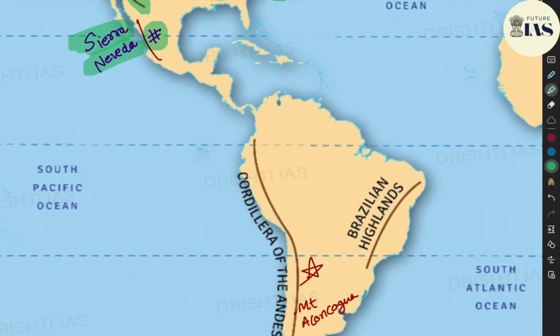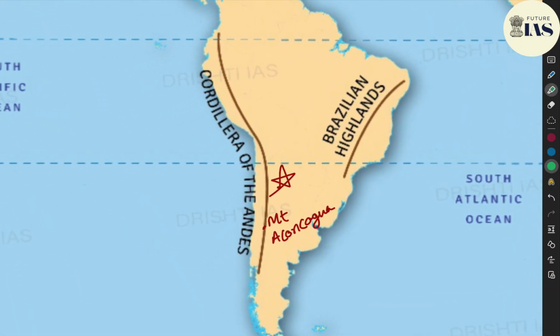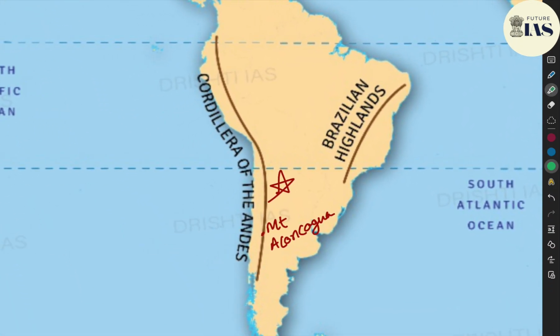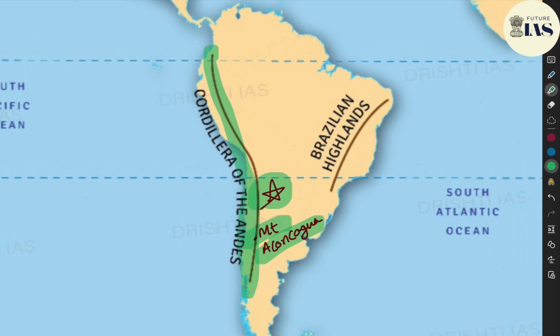Now let's move to South America. Here we have the longest mountain range, that is the Andes. The highest peak of this mountain range is Mount Aconcagua, and it is a fold mountain range.